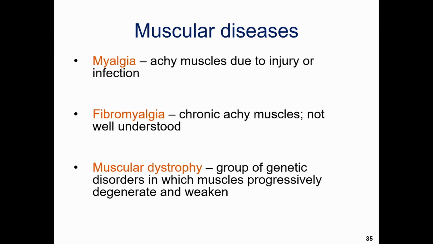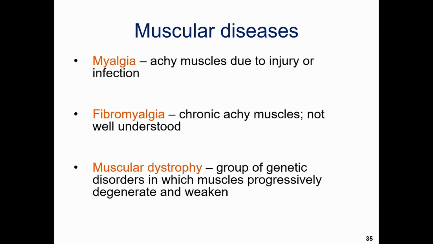Some diseases involving the muscular system include myalgia, fibromyalgia, muscular dystrophy. Myalgia, this is when you're achy, you feel really achy. It could be because of an injury or infection. This is something that can pass. So once the injury is healed or the infection is passed, more than likely your muscles won't ache anymore.